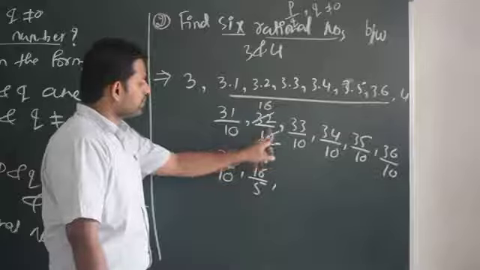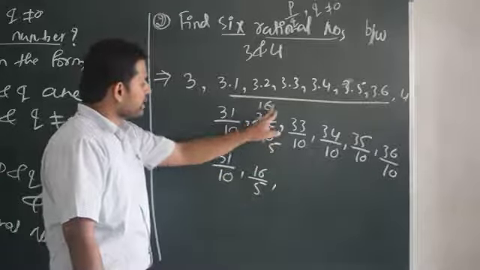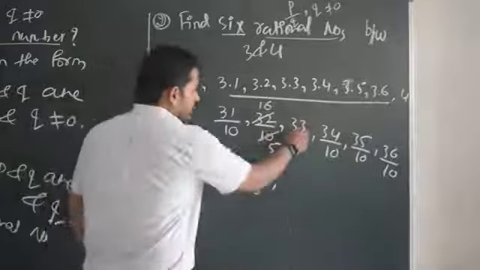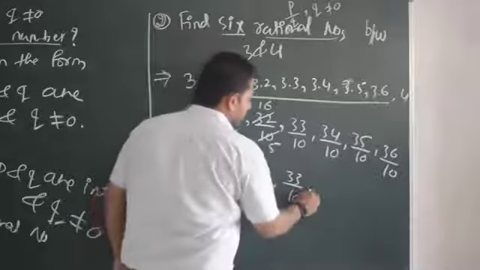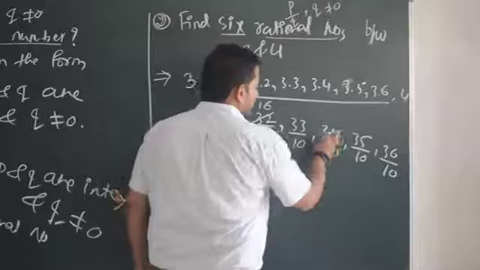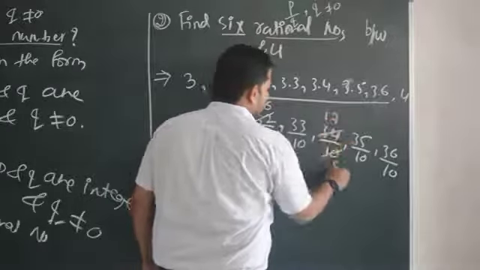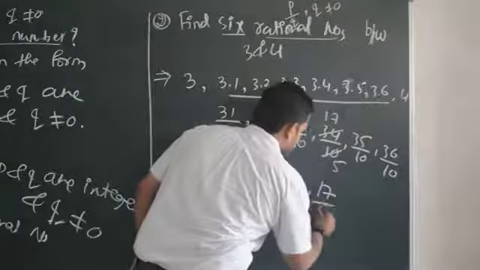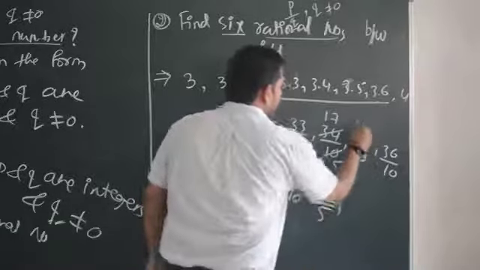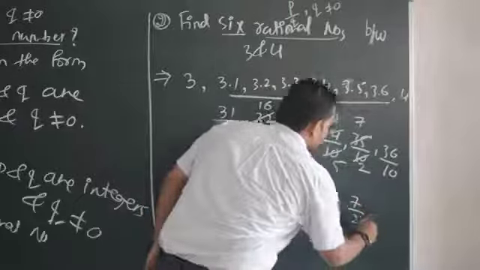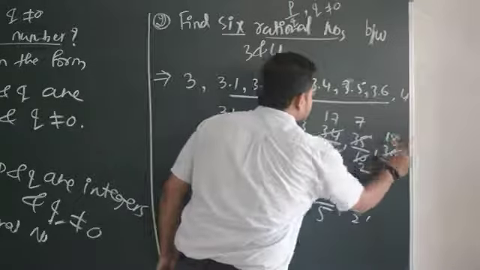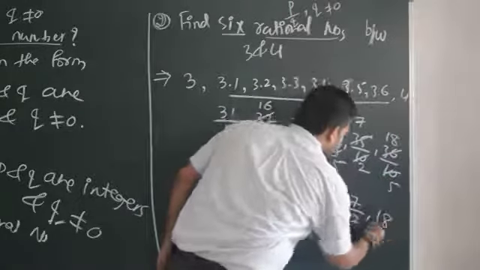32 divided by 10, I am cancelling it as 2 1s are, 2 6s are, then 2 5s are, 16 by 5. Then 33 by 10 I cannot reduce, so I am keeping this 33 divided by 10 only. Then this can be written as 2 17s are, then 2 5s are, so it becomes 17 divided by 5. Then next one is 5 7s are, 5 2s are, so it becomes 7 divided by 2. Next is 2 18s are, 2 5s are, so it becomes 18 divided by 5.